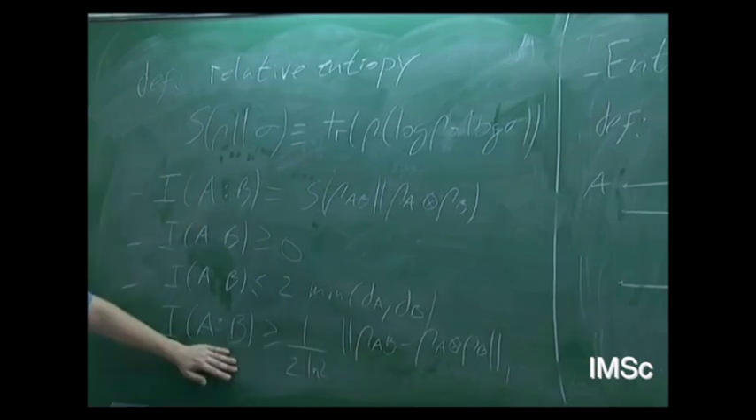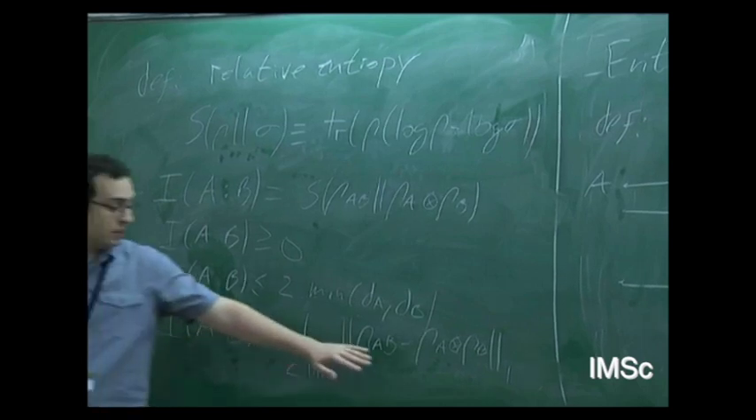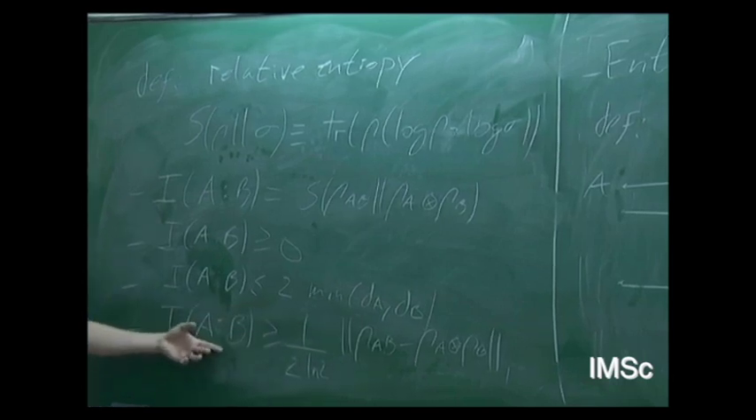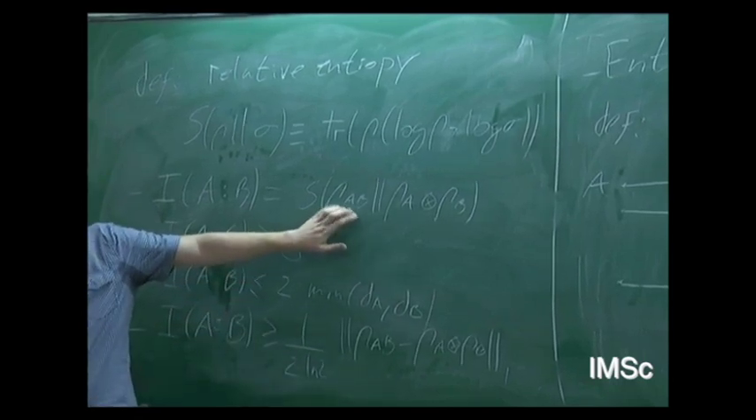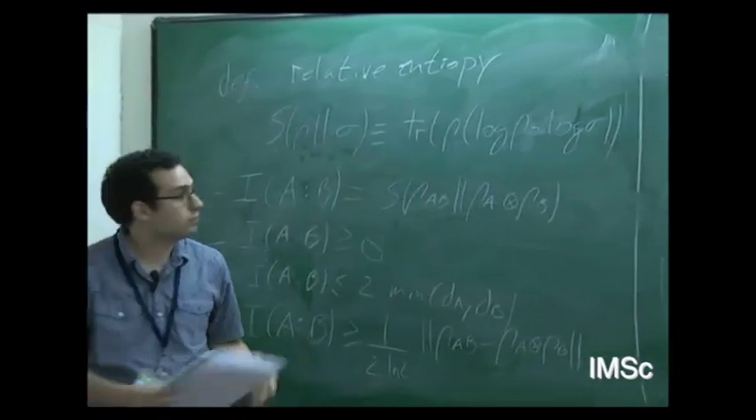And this is telling that this other measure is always bigger than this one, up to some constant, right? So whenever the state is not product, this is non-zero. And when the state is product, this is zero as well, right? This is easy to see because this guy will give zero, right? You can just verify this, okay?